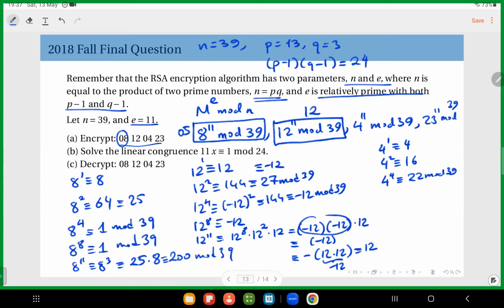And you can either write this as 22, or you can write this as minus 17. I'm not exactly sure which one is easier to use. With pen and paper, I'll just continue. 4 to the power 8 is the square of 22. That would be 4 times 121, so that's 484 modulo 39. And that would give you 16.